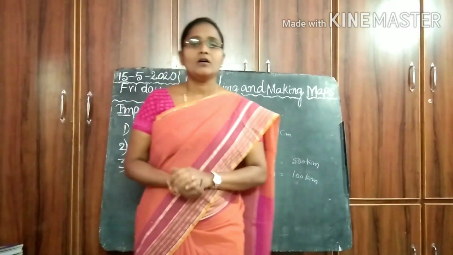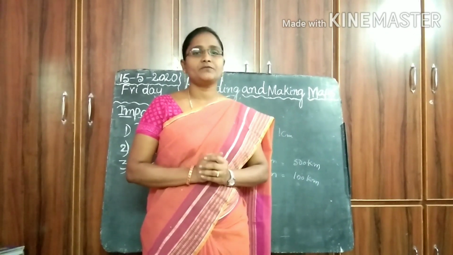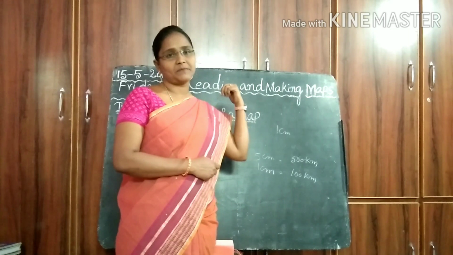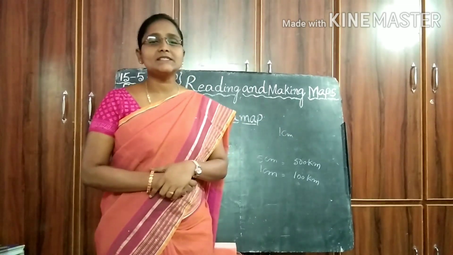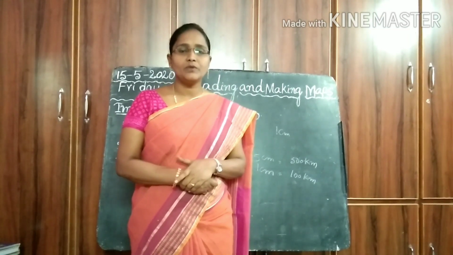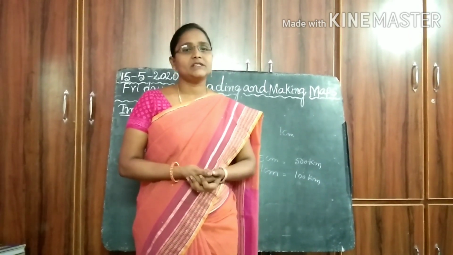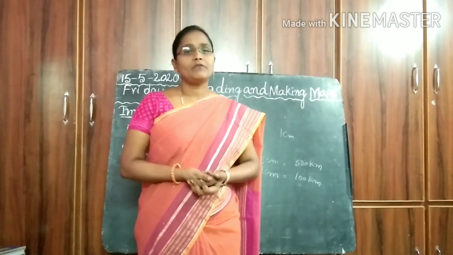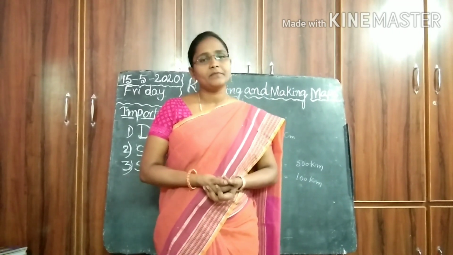Okay children, so we finished our first lesson. Understand? Now come to the conclusion of the lesson. So what is the lesson name children? Reading and making maps. What is our first lesson? Reading and making maps. What did we read in this lesson? Yes, we read about maps. What is a map? A map is a representation or a drawing of the whole earth or a part of the earth's surface, drawn on a flat surface, using an appropriate scale.